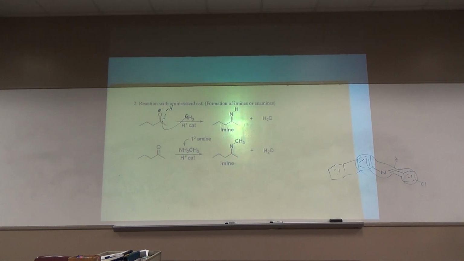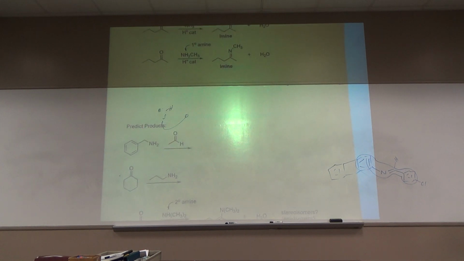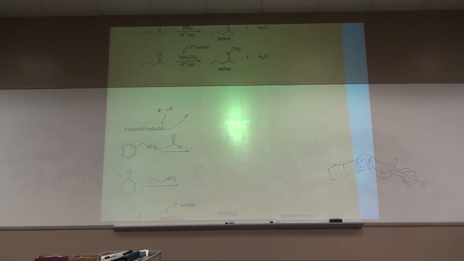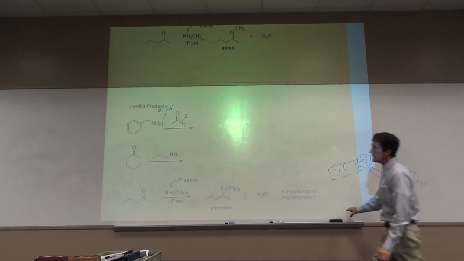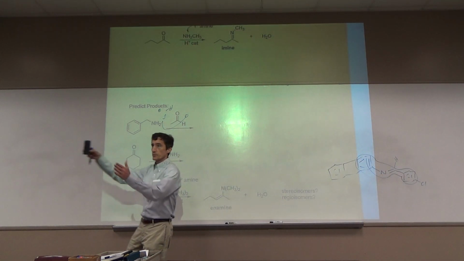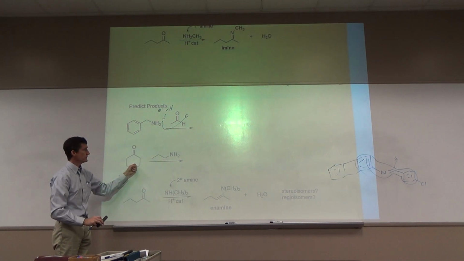Imines are very versatile, very versatile. We'll see imines a lot in the next couple of pages. Show two products here. You guys on the right, over here, do the first one. You guys over there, do the next one.